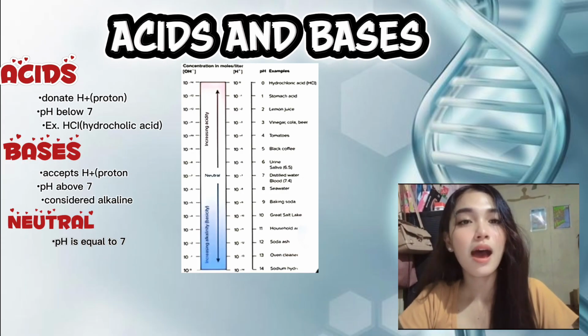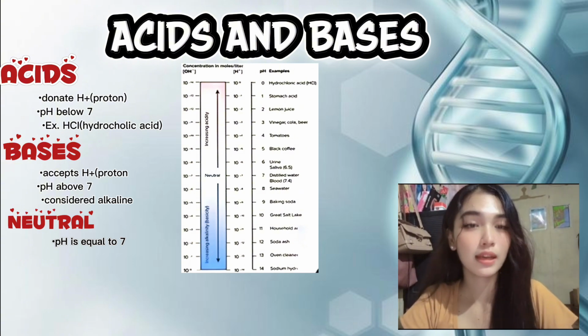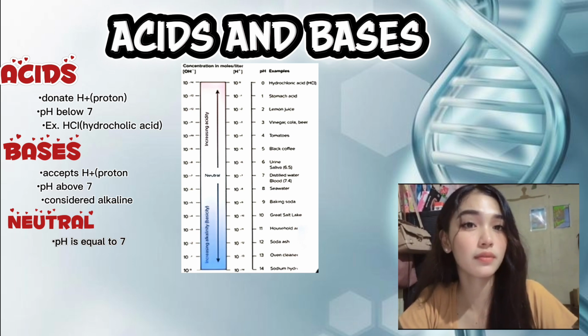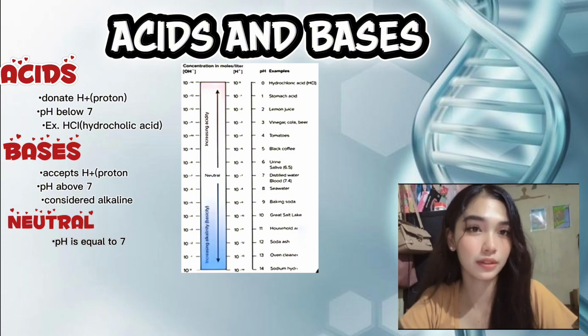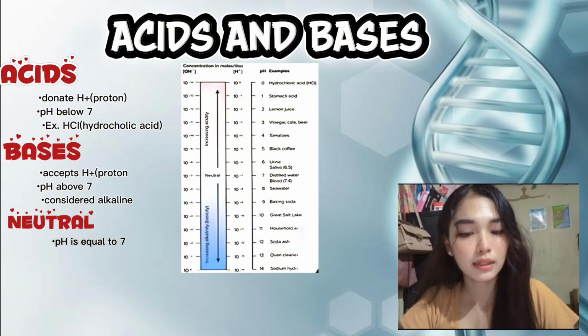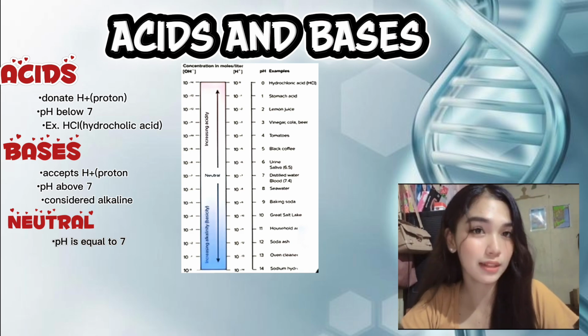Acids and bases. Acids donate hydrogen. The pH is below 7. The example is hydrochloric acid. And then the bases, they accept hydrogen. The pH is above 7. They are considered alkaline, and the example is sodium hydroxide. And neutral, the pH is equal to 7.